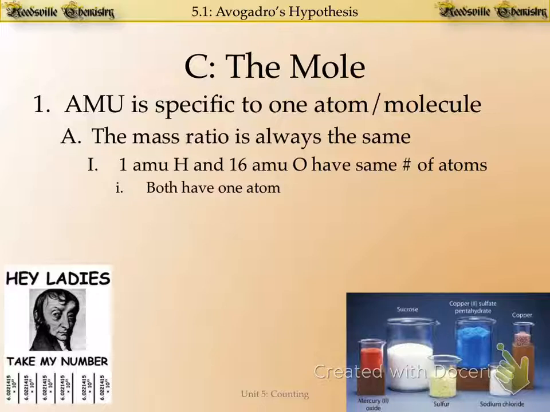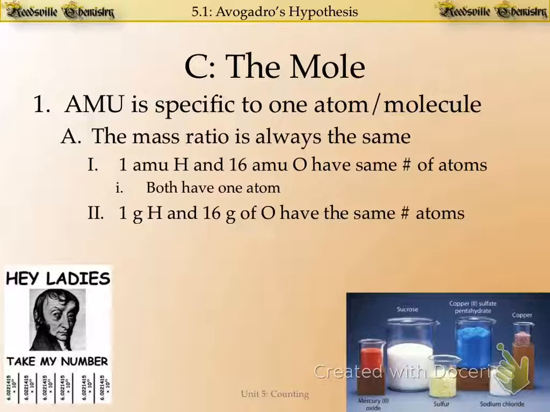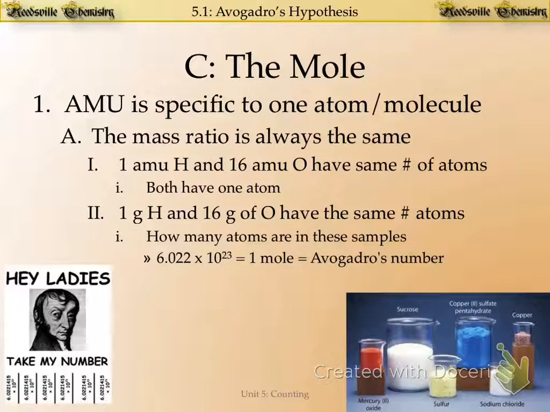But AMU, well, it doesn't do us a ton of good in the lab. I don't have a scale that can read AMUs. But if the mass ratio is always the same, then 1 gram of hydrogen and 16 grams of oxygen should also have the same number of atoms. Now, how many atoms are in these samples? And in fact, that wasn't known for a really long time. Now, Avogadro didn't come up with his own number. Someone else did, someone else after he passed away. But in actuality, to figure out the amount of product that you're going to produce, we don't need Avogadro's number. You'll see that later on down the road.